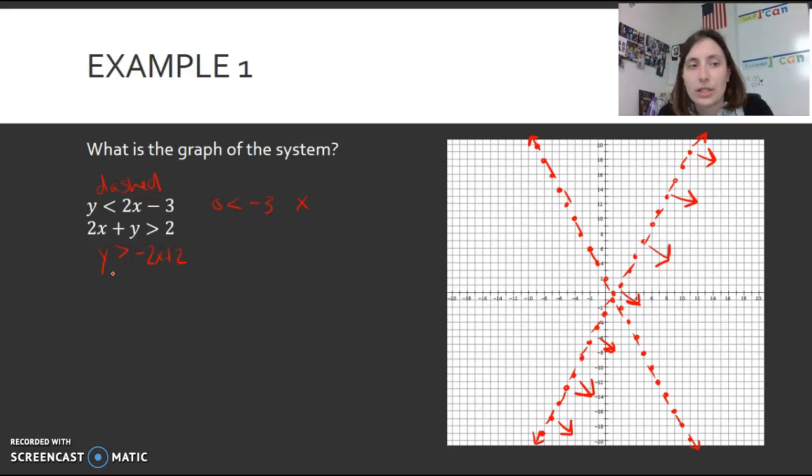All right, so I've dashed it. Now I just need to determine which side I'm going to shade on. So I'm going to plug in 0, 0. So 2 times 0, 0 plus 0 is going to be 0. So 0 is greater than 2, which again is false, which means that I'm going to shade this way.